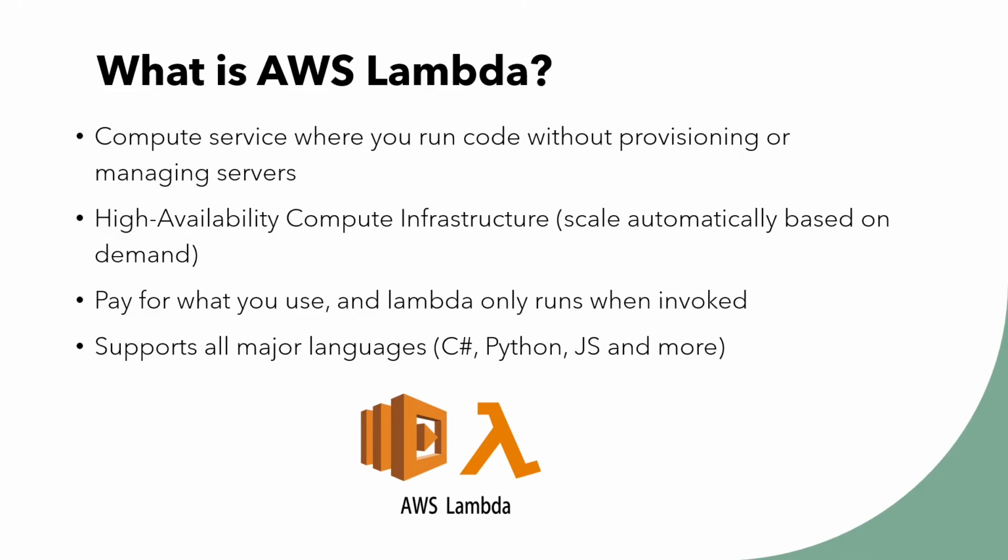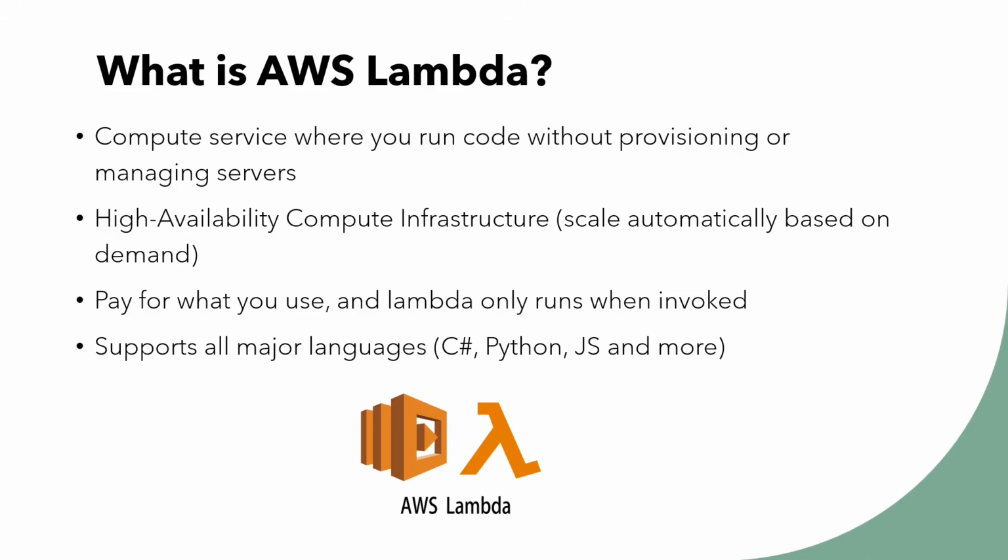That means you don't have to worry about the operating system, updating, or any of that. AWS takes care of that. All you have to do is store and organize and manage your code. AWS Lambda has a highly available compute infrastructure, meaning it will scale up and down based on the number of invocations, or the number of times it's been triggered. You pay for what you use, and Lambda only runs when it's invoked.